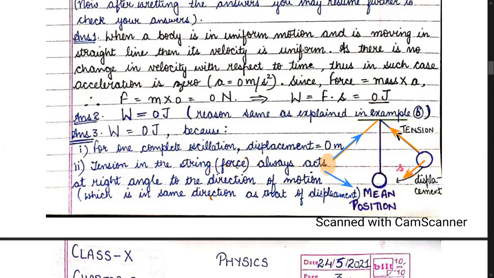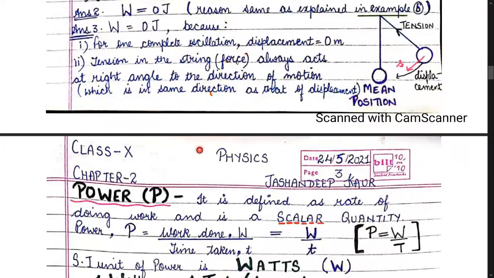So children, the angle between displacement and tension is 90 degree. Both are normal to each other. So the work done by the tension will also be zero because the angle between tension of the string and displacement is 90 degree and cos 90 is 0. So children, this was all about work.